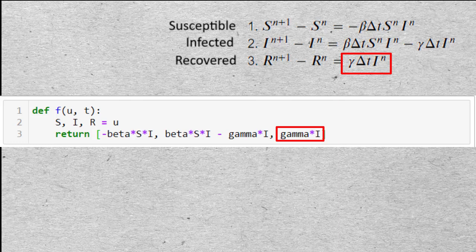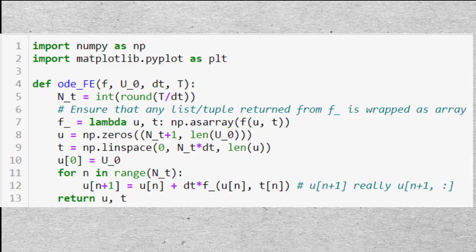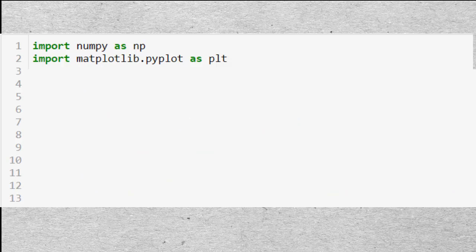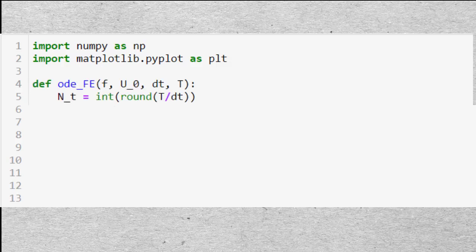What does this solver program look like? Well, here it is. In lines 1 and 2, we import NumPy and pyplot as we did in part 1. Line 4 declares a function we'll call ODE_FE. ODE stands for Ordinary Differential Equations, and FE refers to the forward Euler scheme, which is a numerical method for solving ordinary differential equations.